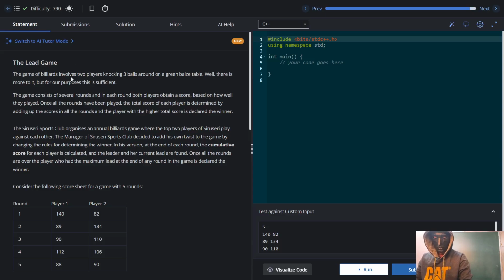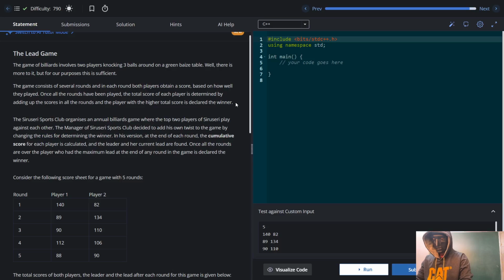So the game of billiards involves two players knocking three balls around a green table, right? Well, there is more to it, but for our purpose this is sufficient. So it says the game consists of several rounds, and in each round both players obtain a score based on how well they played. Once all the rounds have been played, the total score of each player is determined by adding up the scores in all the rounds, and the player with the highest total score is declared the winner. Okay, so this is the rule of the billiard game.